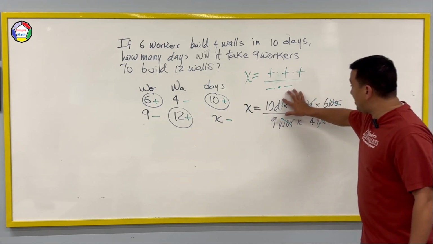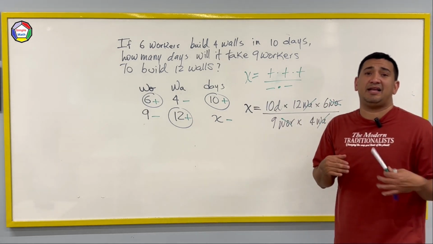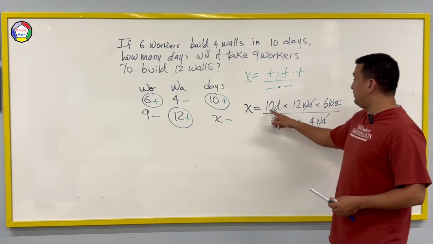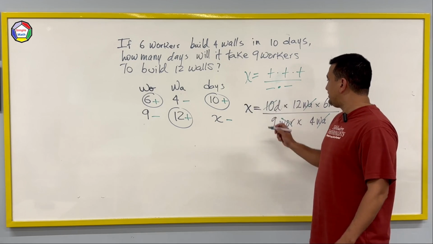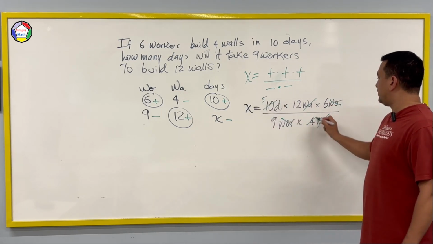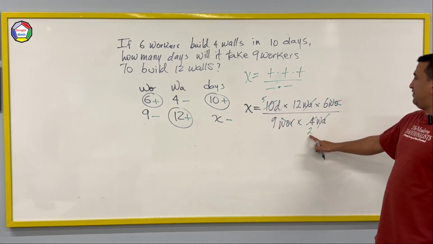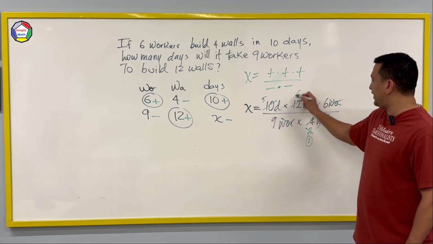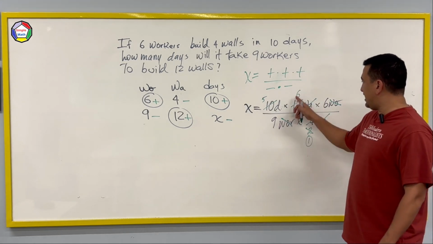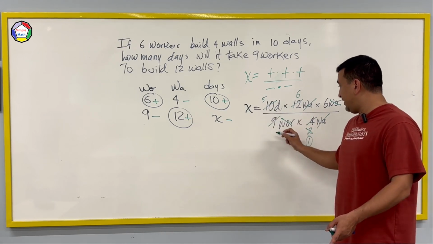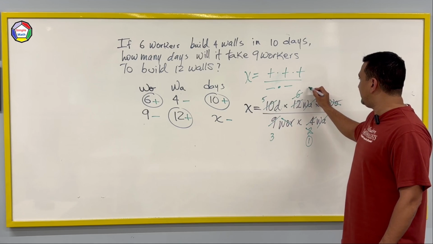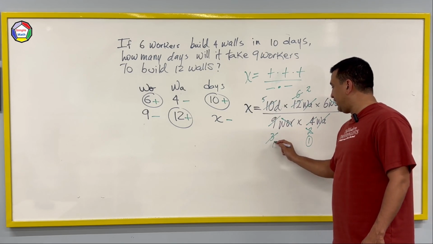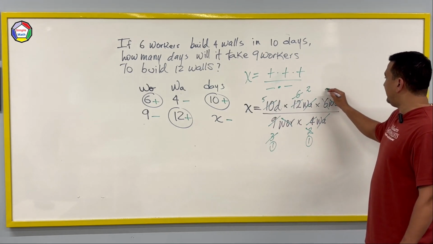Remember, before multiplying and dividing, let's try to simplify things. I can simplify 10 and 4 by 2. 10 divided by 2 gives me 5. 4 divided by 2 gives me 2. I can simplify 2 and 12. 2 divided by 2, 1. 12 divided by 2, 6. I can simplify 9 and 6. 9 divided by 3, 3. 6 divided by 3, 2. I can continue simplifying 3 and 6. 3 divided by 3, 1. 6 divided by 3, 2.